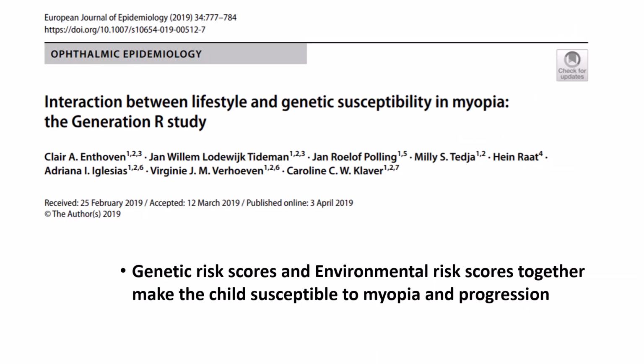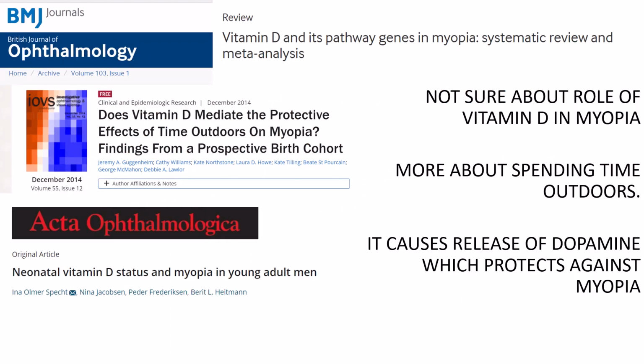So, genetic risk scores and environmental risk scores together would make the child susceptible to myopia and progression. It is basically the environmental risk factors on top of already existing genetic susceptibility that would lead to a higher progression in myopia. So does vitamin D have any role in myopia?